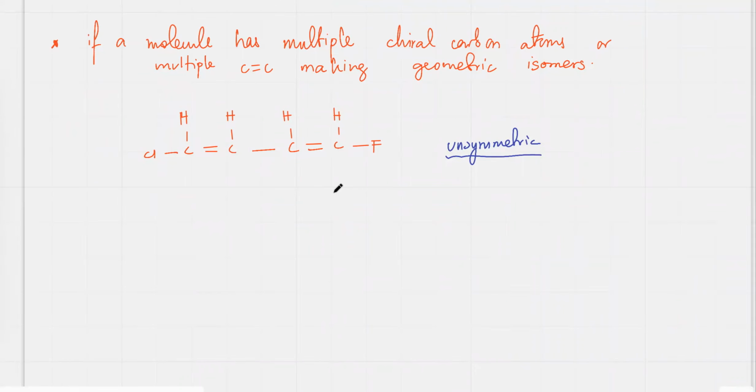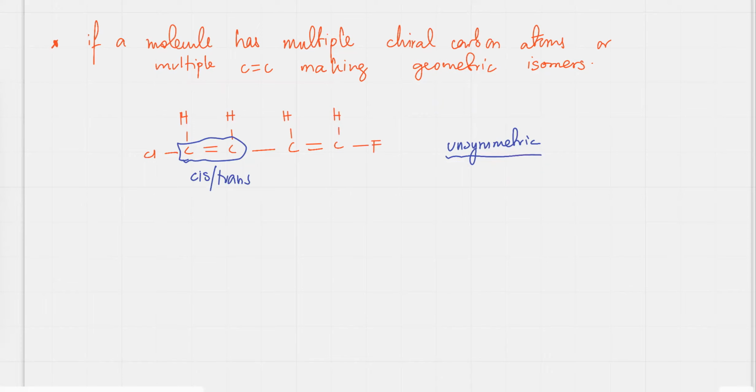Now, the condition for a geometric isomer was that there must be a double bond. So we've got a double bond. And the second condition was that the groups must be different, like each carbon atom must be bonded to two different groups. So it's bonded to an H. This one is bonded to a Cl. This one is bonded to an H. And on one side, there's this entire thing. Similarly, this one in three dimensions would exist in two forms. One would be cis and the other one is going to be trans.